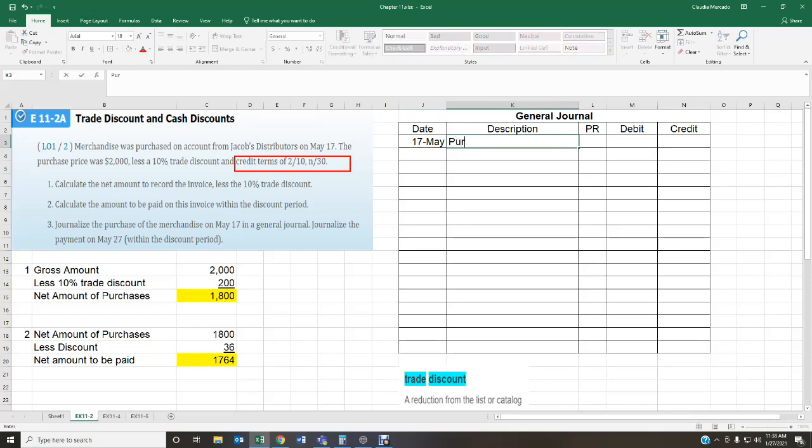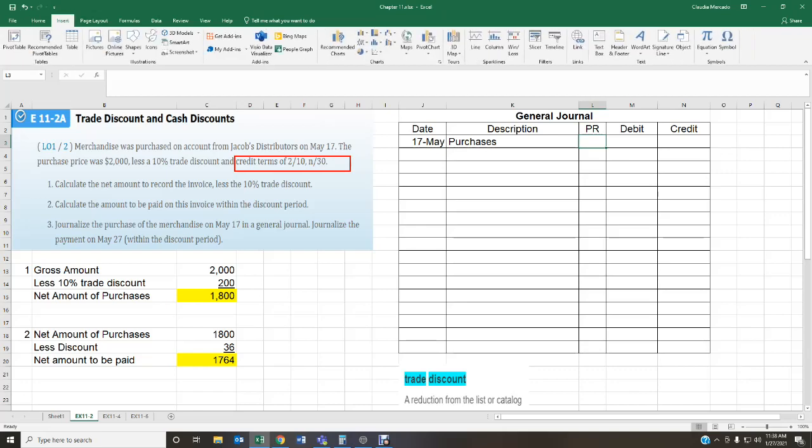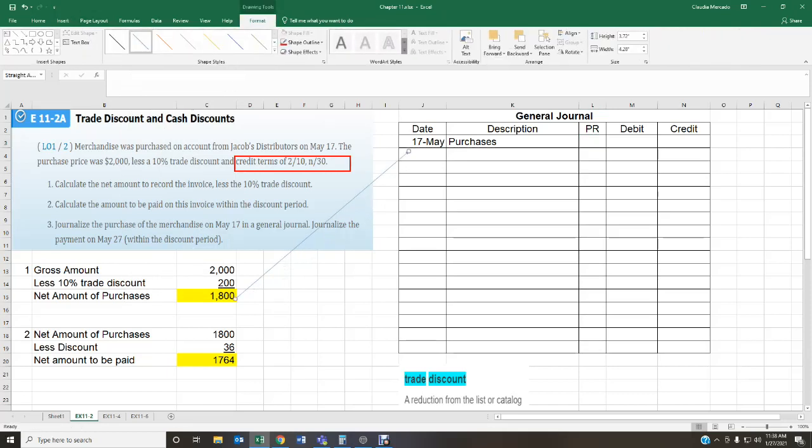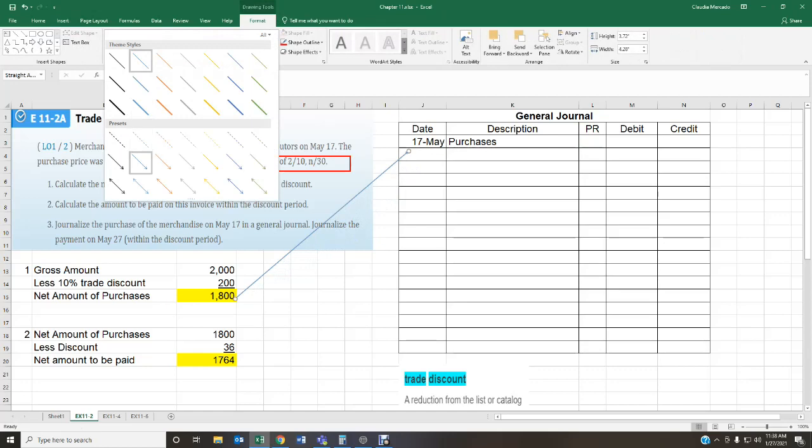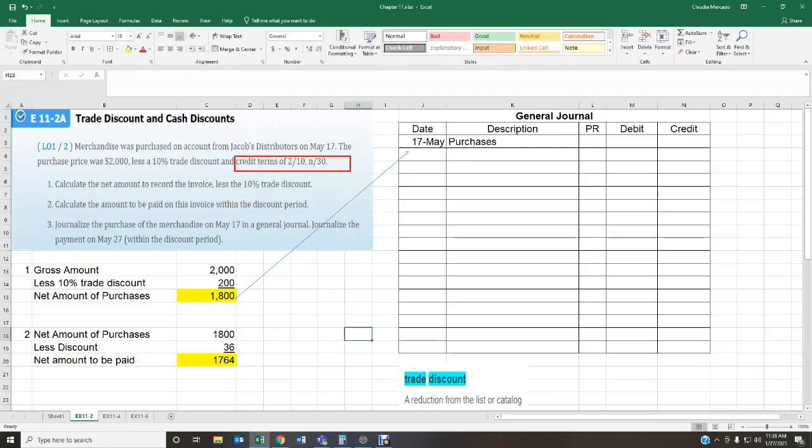So we're going to have purchases. And how much is the amount of my purchases? Here we have to be careful. The amount of my purchases will be the amount that we calculated in requirement 1. Why? Because we have a trade discount. So the amount of my purchases is going to be the gross amount less your trade discount. That is going to be the net amount of your purchases, and that is $1,800.